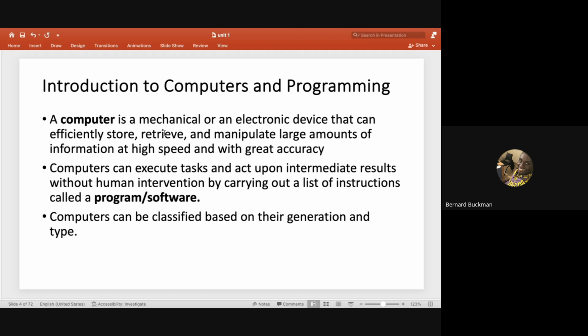Now we get to see that computers cannot work on their own. What we mean is that there are two main components of a computer system. There's what we call the software, which is a set of instructions that tells the computer how to perform a particular task.